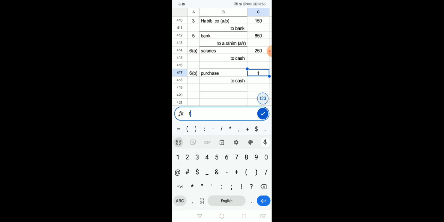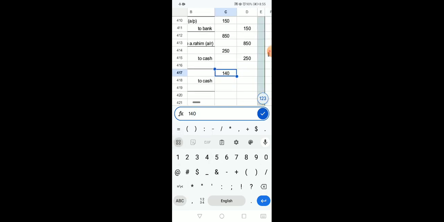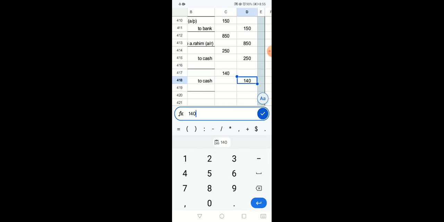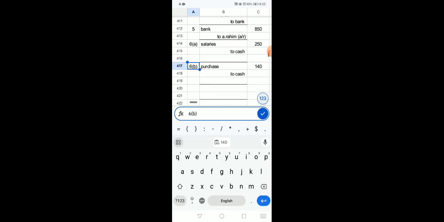When an asset is decreasing, the decrease should be mentioned on the credit side, so you have mentioned cash on the credit side. How much amount? 6B is 140, so you are going to write 140 on the debit side, and the same amount would be written on the credit side. So here our entry number 6B is completed. Now come over here, 6B. We have completed the sixth entry.